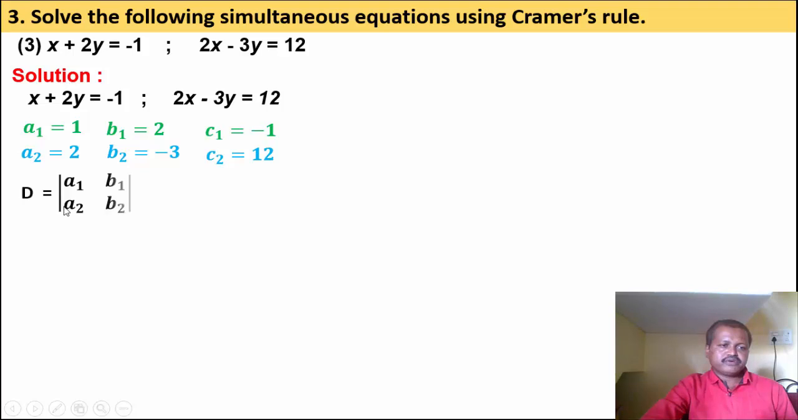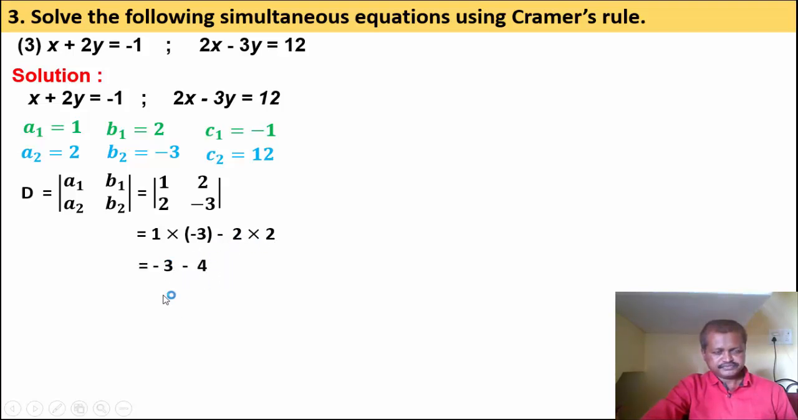Now calculate the value for determinant D, with a1, b1, a2, b2. Put in the values. For a1, b1 you write 1, 2 and for a2, b2 you write 2, minus 3. Now take cross multiplication and solve this. 1 into minus 3 is minus 3, and minus 2 into 2 is minus 4. So minus 3 minus 4, after summation you get minus 7. So this is the value of D.